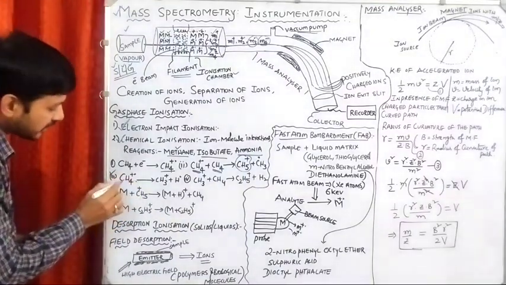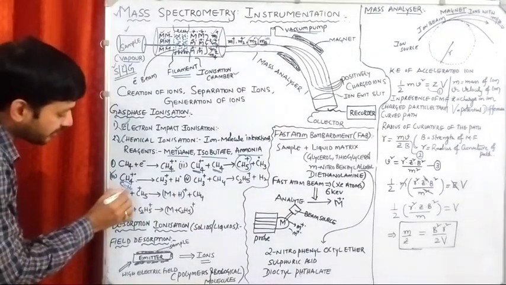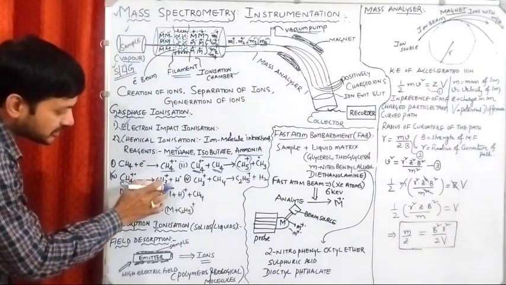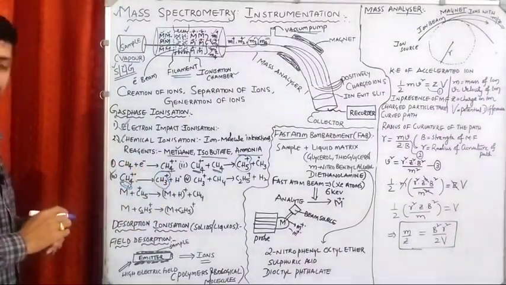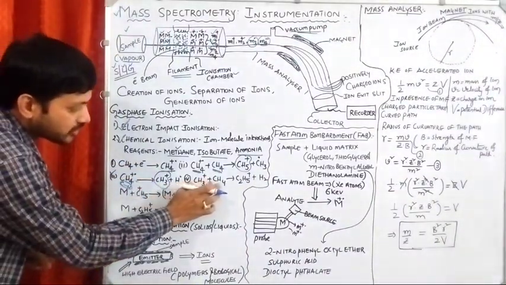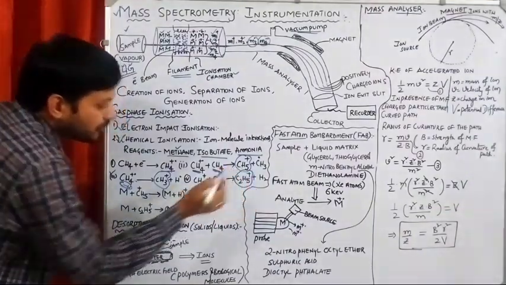In the latter stage, what happens? It is the molecular ion. Here we have a CH bond, which is subjected to heterolysis. Because of the heterolysis, we get CH3 plus and an H radical. So here we get one more positively charged ion. The formed positively charged ion combines with a neutral molecule to produce C2H5 plus.